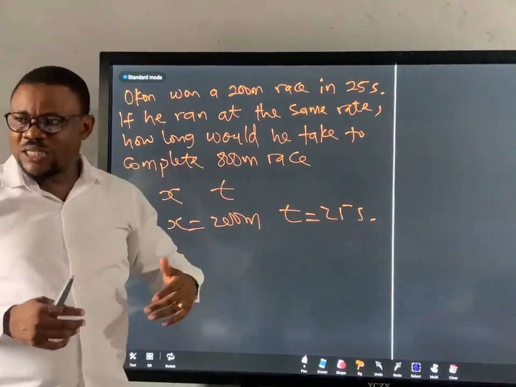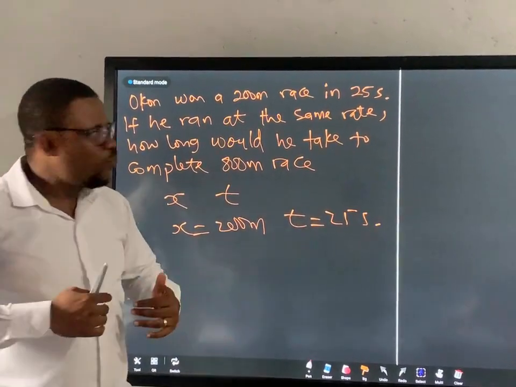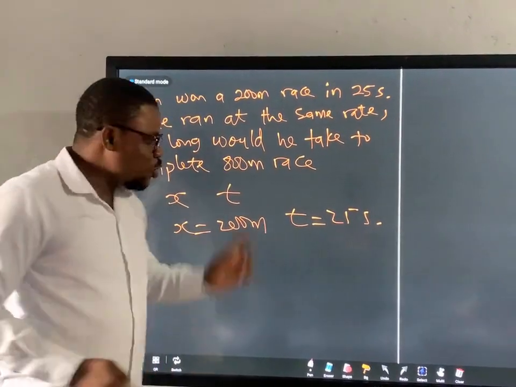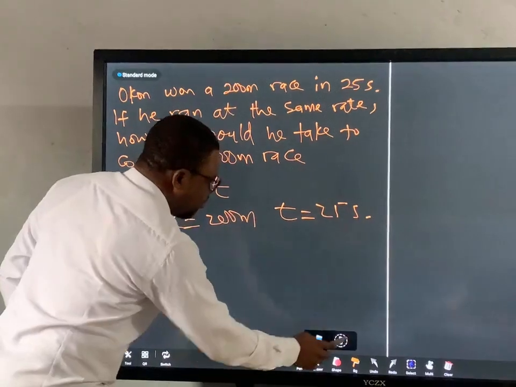More time to cover. So what does that mean? It's a direct what now? Variation. If you increase the distance, you increase what now? The time. If you reduce the distance, you reduce what now? The time. So we have a direct what now? Direct variation. Are you with me?